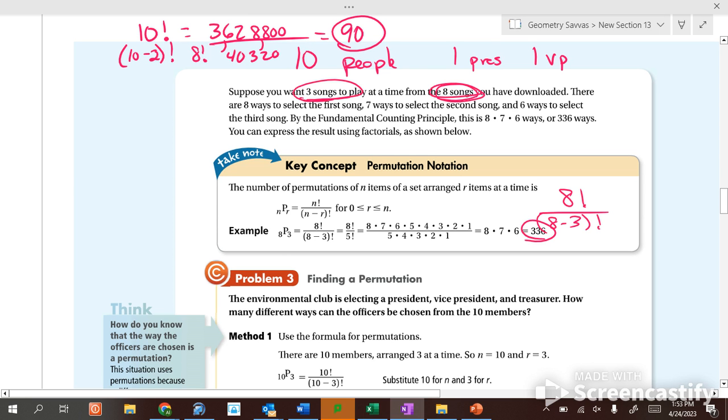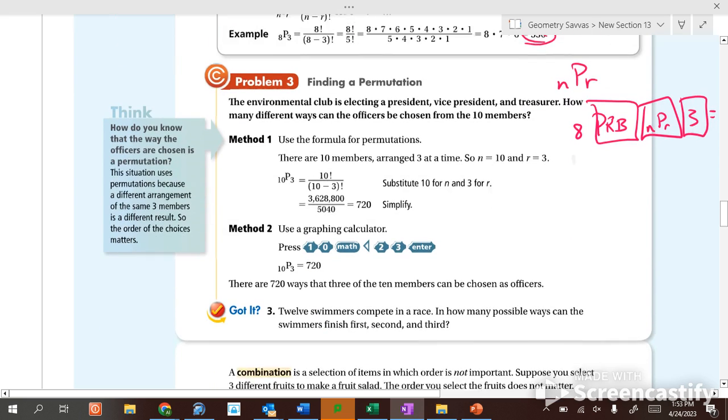Okay? Now, there's another button that can help us much easier with this. And it's the nPr button. Okay? So, if there's 8 songs and we want to play 3 from it, we go 8 and then hit the PRB button. Find the nPr, hit the 3, and then hit equals. What do you get? 336. So that's called a permutation.